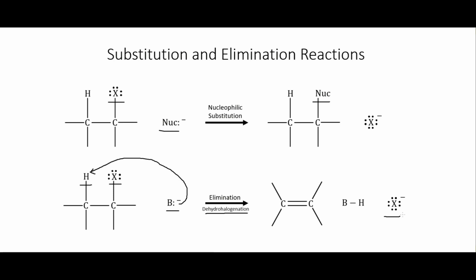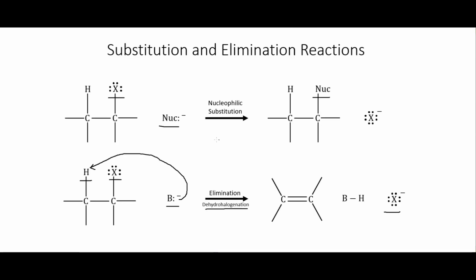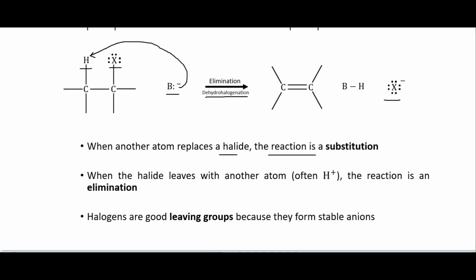These are discussed within the same chapter in the textbook I'm using, because these are all kind of in competition with each other. In particular, we'll see that the SN1 and E1 are in competition with each other, and the SN2 and E2 are in competition with each other. But I'll get to that in the videos to come. All right, so when another atom replaces a halide, the reaction is a substitution. So that's what we have going up here. This nucleophile here is replacing this halide up here, and so that is a substitution.